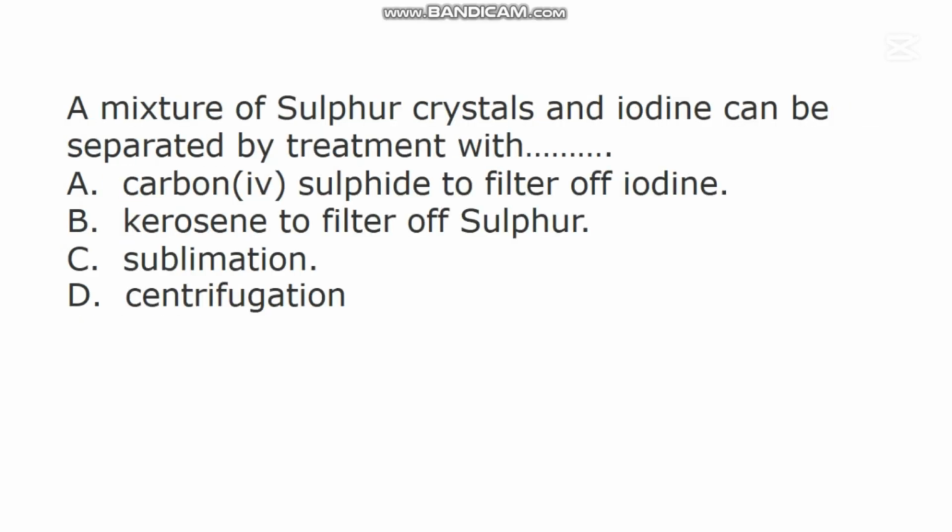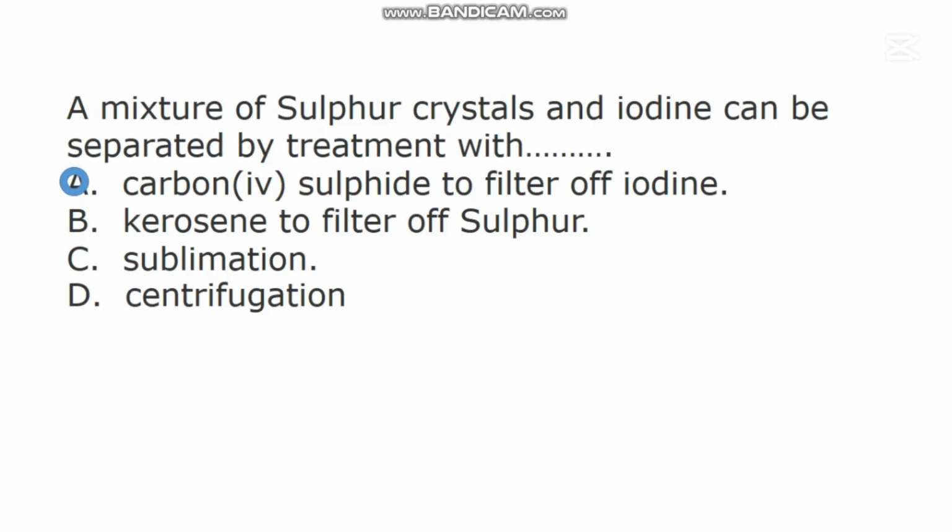The next question says, a mixture of sulfur crystals and iodine can be separated by treatment with dash. A. Carbon 4 sulfide to filter off iodine. B. Kerosene to filter off sulfur. C. Sublimation. D. Centrifugation. In this question, the correct answer is A. Carbon 4 sulfide to filter off iodine.